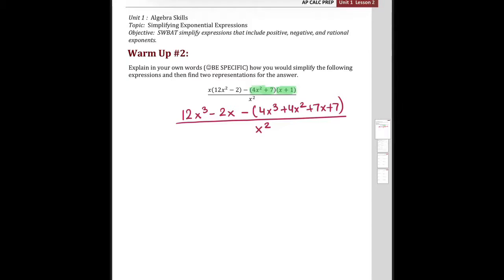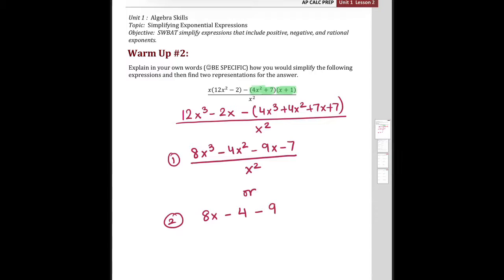I'm going to distribute the negative and also combine the like terms. So what am I left with? I'm left with 8x to the third minus 4x squared minus 9x minus 7 all over x squared. So that's my first representation. Or I can divide each term by x squared and I'll be left with 8x minus 4 minus 9x to the negative 1 minus 7x to the negative 2. And these are two representations of the same question.